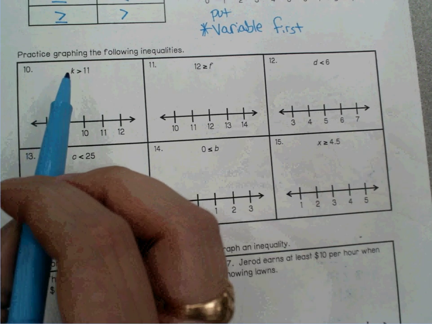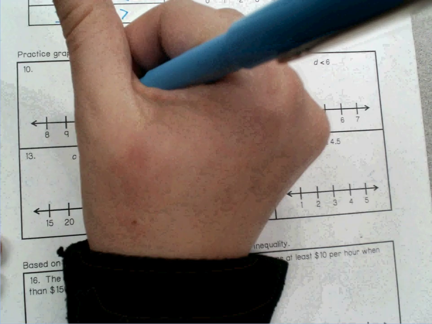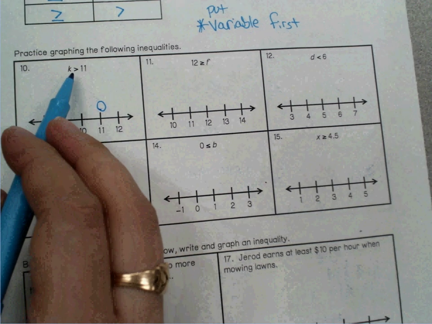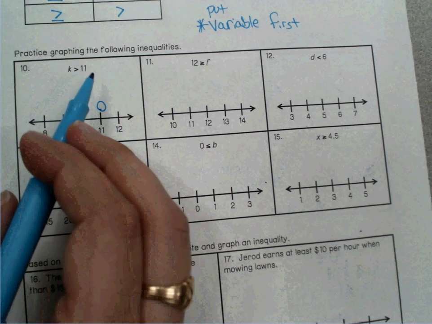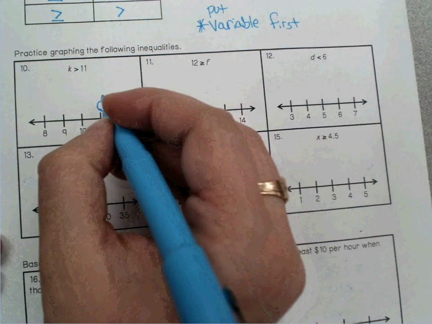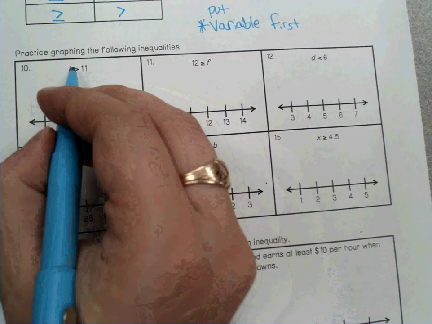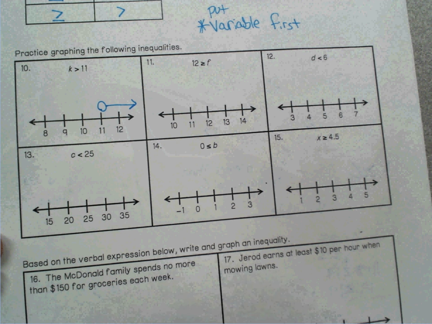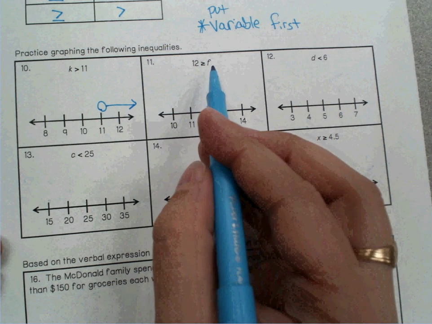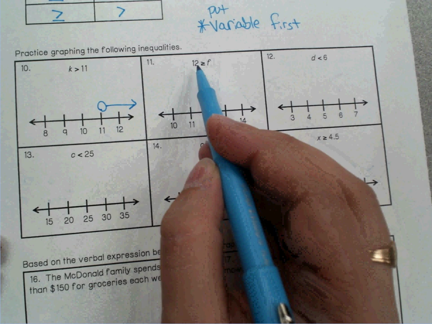So if we look at this one, k is greater than 11. We're going to start at 11. There's no line, it's not or equal to, so we want to keep the circle open, and then greater than, so we're going to go to the right. Notice how the inequality sign kind of points to the right. Now this one, you can graph it like this, but it's easier to have the variable first.